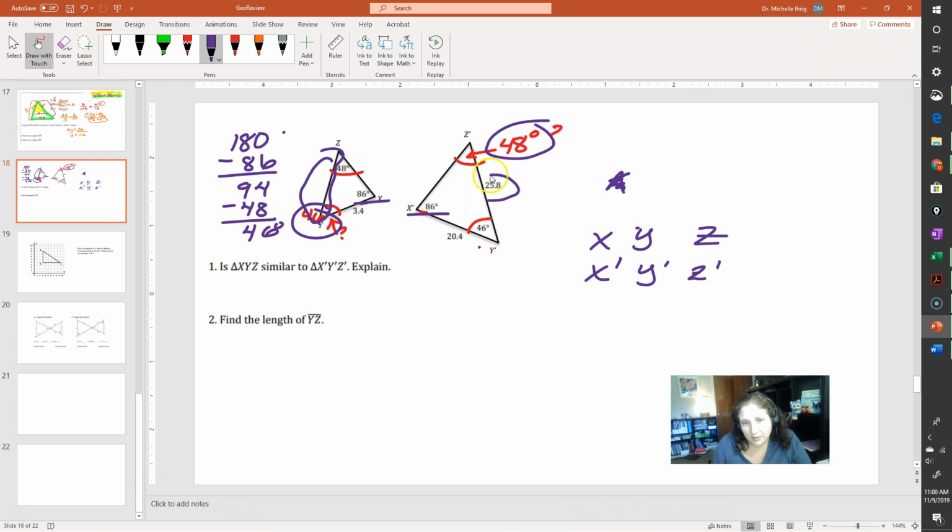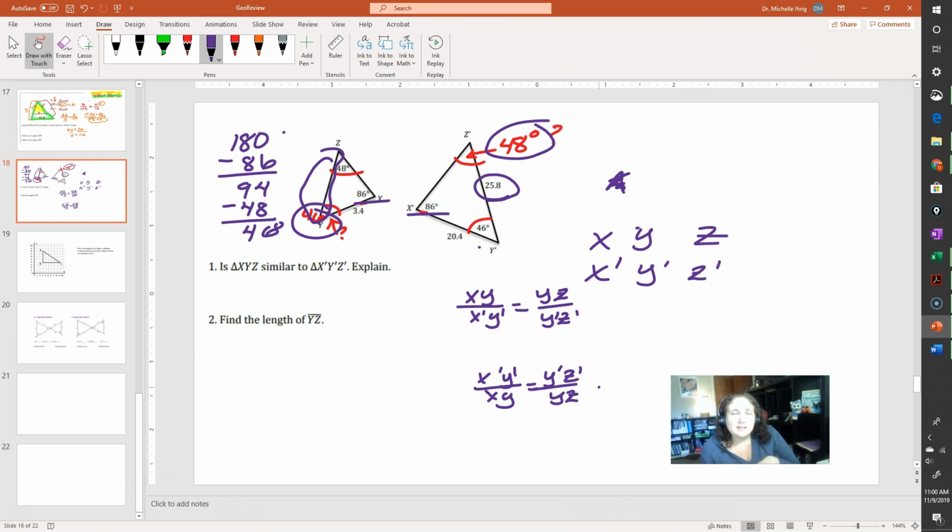YZ is going to map to Y prime Z prime, so I'm going to do XY over X prime Y prime will equal YZ over Y prime Z prime. Now, I also could have done it the other way: X prime Y prime over XY equals Y prime Z prime over YZ. In this case, it doesn't matter the order because we're not determining the scale factor. We're looking at proportions and cross multiplying. That's it.